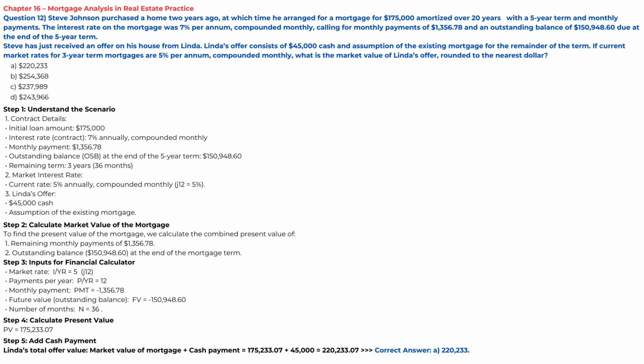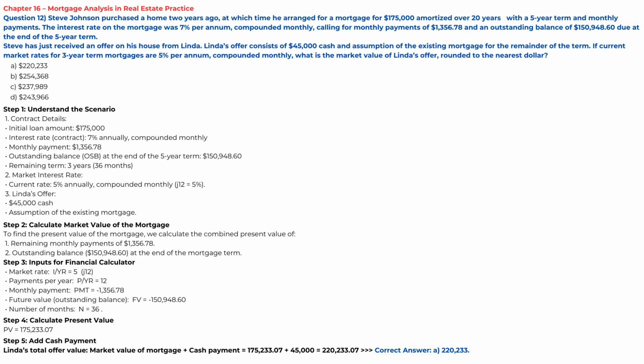1. Contract details. Initial loan amount, $175,000. Interest rate contract, 7% annually, compounded monthly. Monthly payment, $1,356.78. Outstanding balance, OSB, at the end of the 5-year term, $150,948.60. Remaining term, 3 years, 36 months. 2. Market interest rate. Current rate, 5% annually, compounded monthly. 3. Linda's offer, $45,000 cash. Assumption of the existing mortgage.